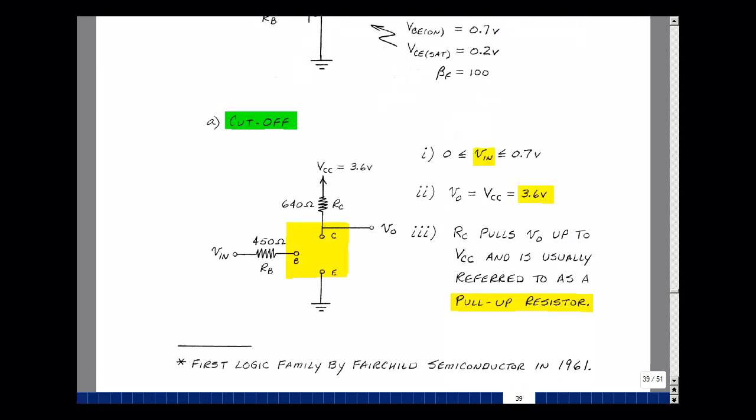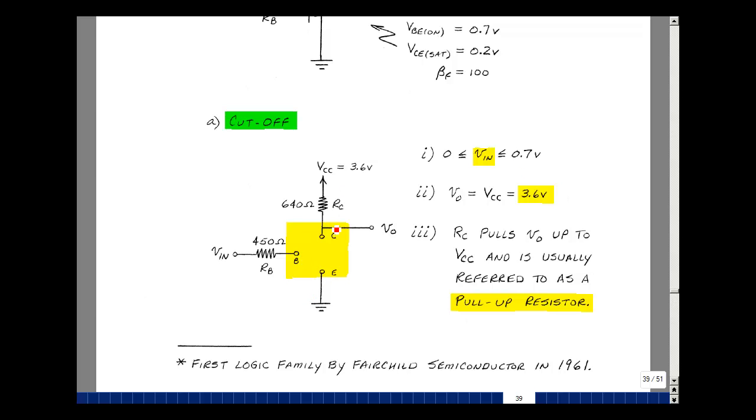Under what conditions of input will we be in cutoff? Let's put in the model for the BJT to be in cutoff, and that would be an open circuit between the base and the emitter, and an open circuit between the collector and the emitter. We have no current flowing, and to be in cutoff, this needs to be less than or equal to 0.7. When the input is greater than or equal to 0, but less than or equal to 0.7, that would be the condition for the voltage here.